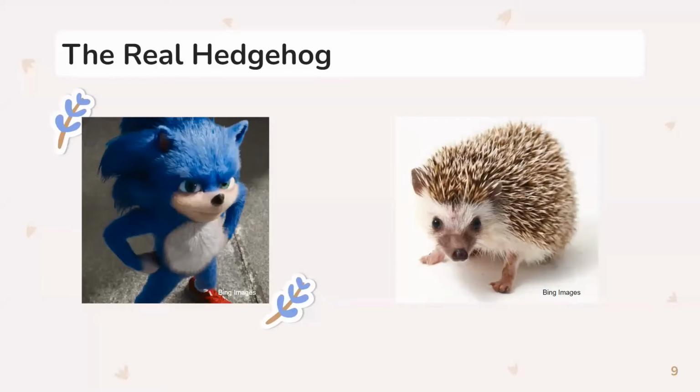Right here to the left, we have Sonic the Hedgehog in real life, and then we have a real-life hedgehog. The oldest known ancestor of a modern-day hedgehog is a little Lesty. It lived about 65.5 to 56 million years ago.